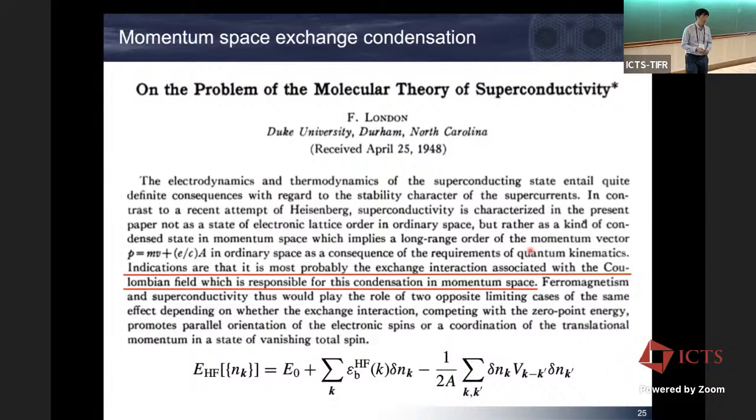And already a long time ago, people were talking about momentum space condensation. Well, Heisenberg was attempting to claim that the Coulomb exchange was the reason for the superconductivity already in the 40s, and London was also picking on that idea to propose this kind of favoring of bunching of states that are close by in momentum space.